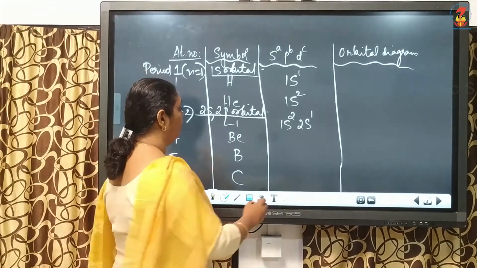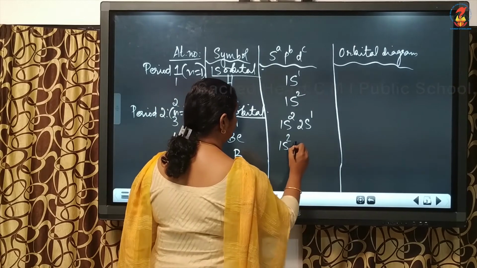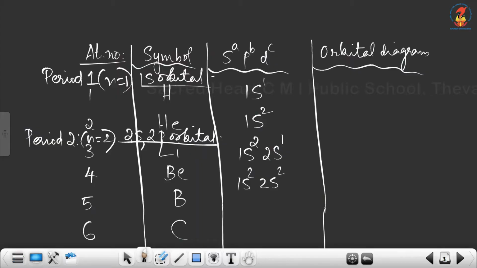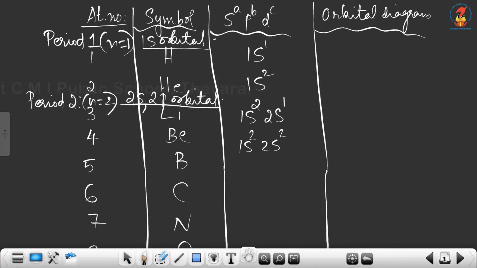Now beryllium 4, the configuration is 1s2, 2s2. Now with this 2s is filled. Now after 2s, the next electron, that is the 5th electron, will enter into 2p orbital. So how will you write the configuration of boron? Boron atomic number 5. So the configuration is 1s2, 2s2, 2p1. If you count 2 plus 2, 4, 4 plus 1, 5 electrons.